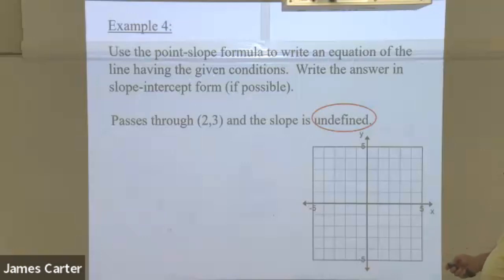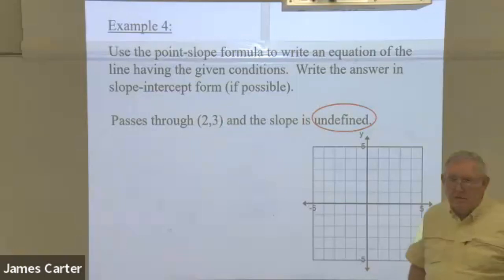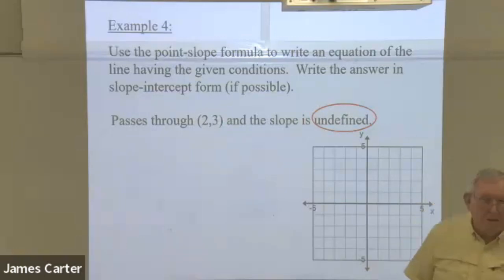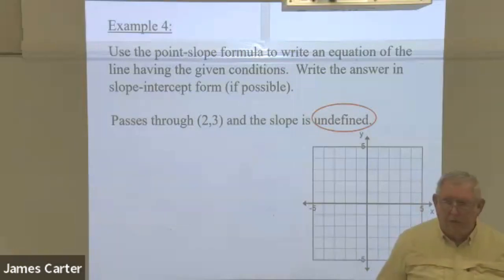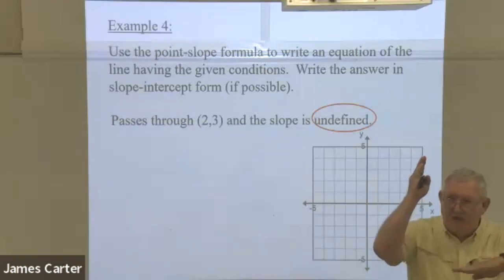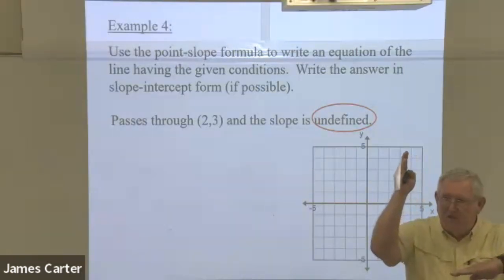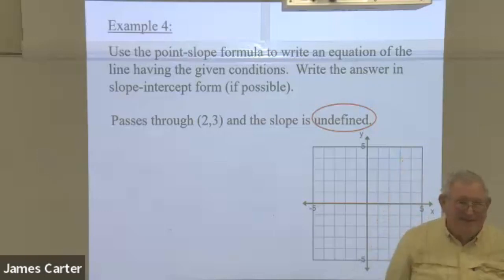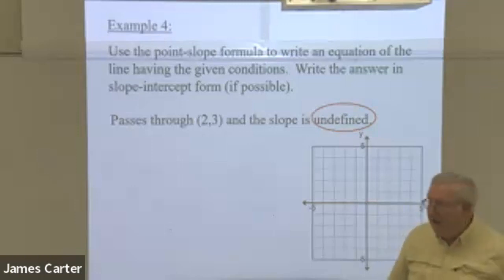Write the answer in slope-intercept form. This one, the slope is undefined. What is that? Anyone remember what undefined slope means? I see 2 answers. One says vertical, one says horizontal. Which one is infinitely steep? That's how you remember vertical is undefined.